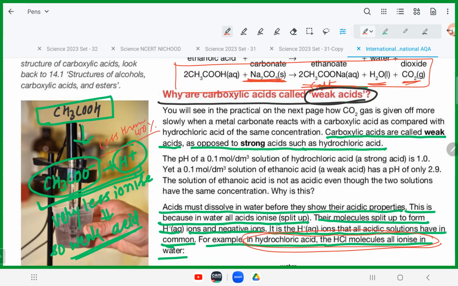So can I read? Should I read the entire thing? Okay. Better you did.